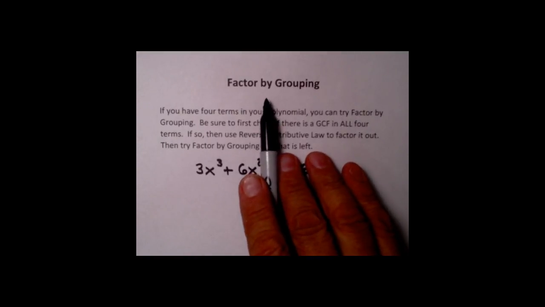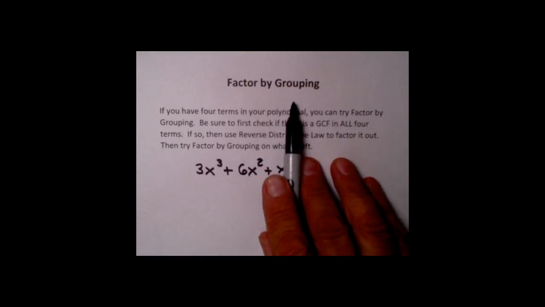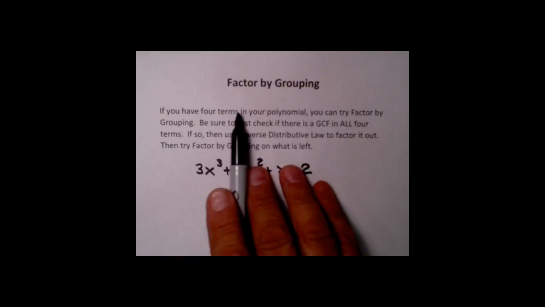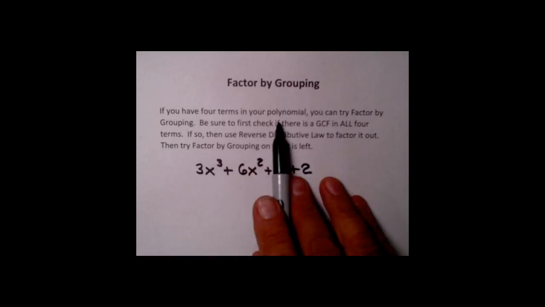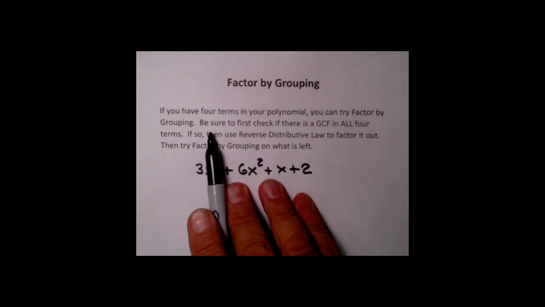Now, this is a process that can factor four-term polynomials by itself, but we'll also be making use of this in some other more advanced factoring as we go on a little bit further. But here's the beginning idea with factor by grouping. If you have four terms in your polynomial, you can try this factor by grouping.